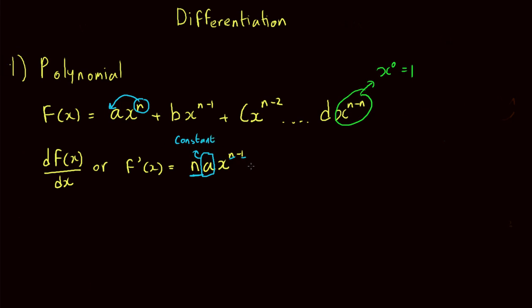Likewise, as we follow suit, we'd have n minus 1 times b x to the power of n minus 1 minus 1, which would be n minus 2. And then you get the gist. So you'll have n minus 2 times c x to the power of n minus 3, and you'll keep going on. But if you have a constant d, normally it will be 0. So basically that's the idea on how to differentiate polynomials.